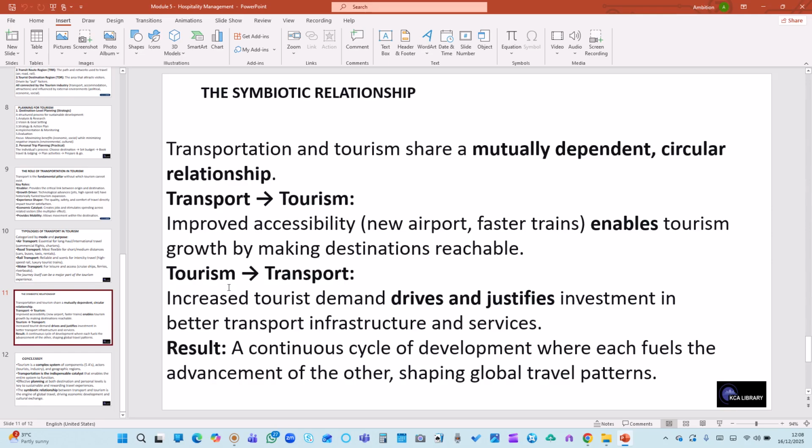Then let us look at the result. A continuous circle of development where each fuels the advancement of the other, shaping global travel patterns. It simply means that transportation influences tourism, and tourism, on the other hand, influences transportation. So they all have a symbiotic relationship whereby one influences the other and vice versa.